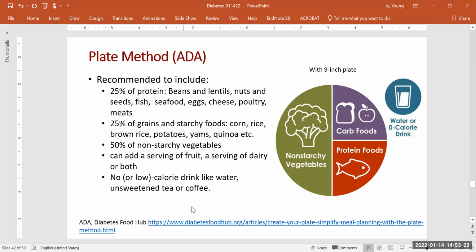And this is the link to the Diabetes Food Hub offered by ADA, American Diabetes Association. It's an interactive tool to create your plate. Once you create an account, you can drag and drop food into your meal plan, and you can even save those recipes.